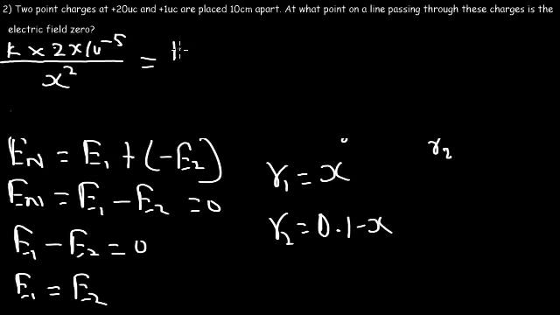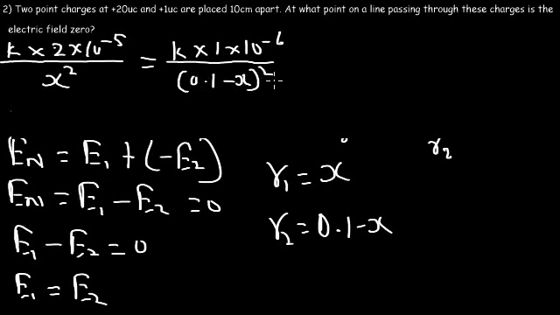E sub 2 is expressed as k multiplied by the magnitude of charge q1, that's 1 times 10 to the power of negative 6. 1 microcoulomb is the same thing as 1 times 10 to the power of negative 6 coulombs. And I'm dividing that with (0.1 minus x) to the power of 2. So right now, what I'm going to do next is to cross multiply.